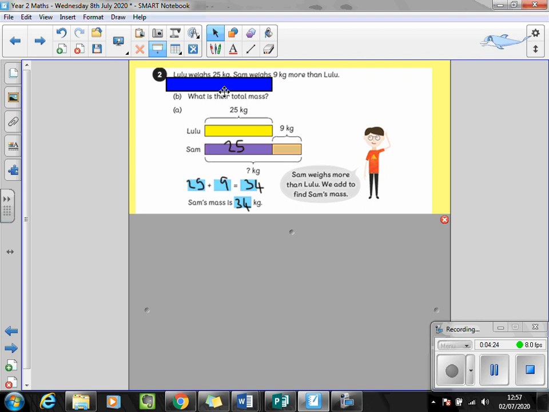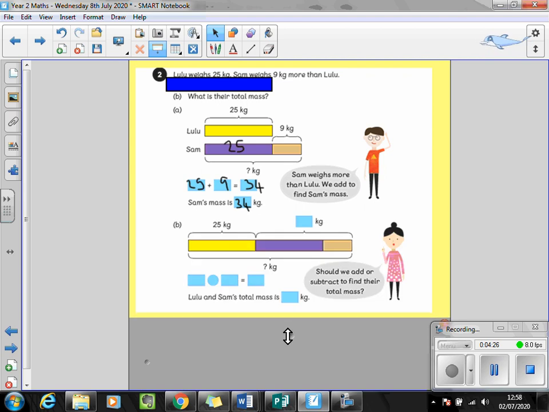What is their total mass? Okay, nice simple one there, because we know Lulu's weight is 25 kilograms. We now know Sam's weight is 34 kilograms. So what is their total weight altogether? Pause the video, see if you can solve the answer.